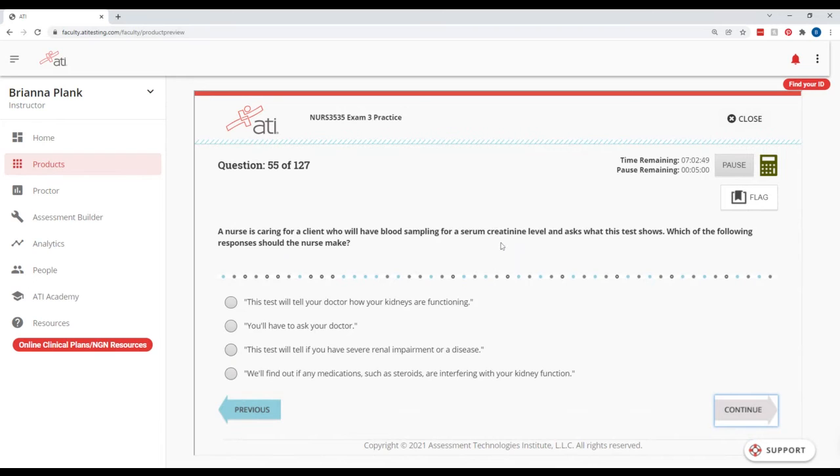Okay, we're taking a creatinine level. The patient wants to know what we're checking with the serum creatinine. What is that for?